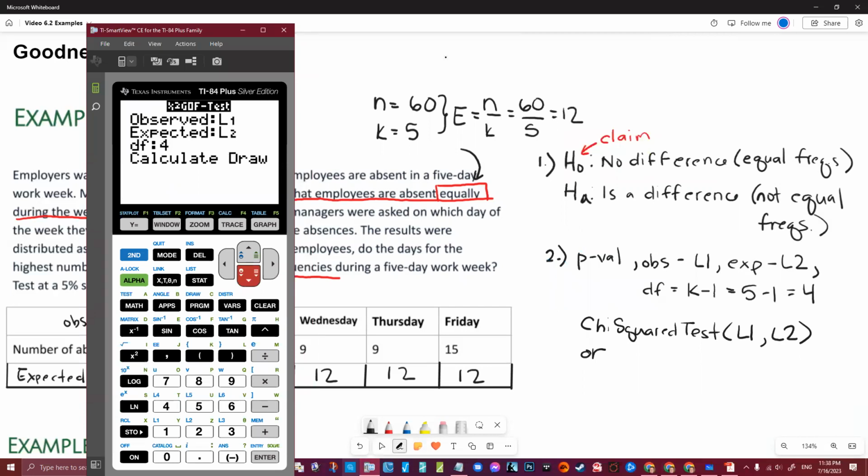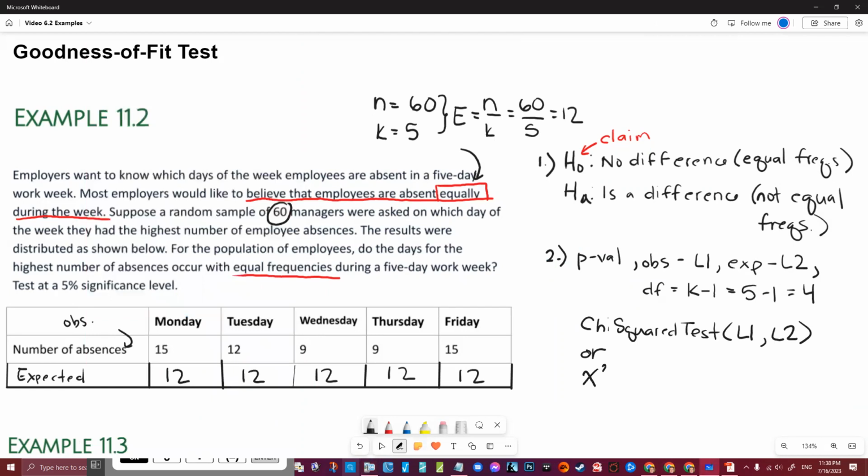So to show work for this, I'm going to copy down that function name, chi-squared GOF test, and then I'm going to copy down what it asked it for. Where is my observed? Where is my expected? What is my degrees of freedom?